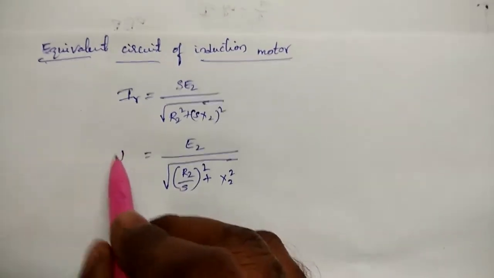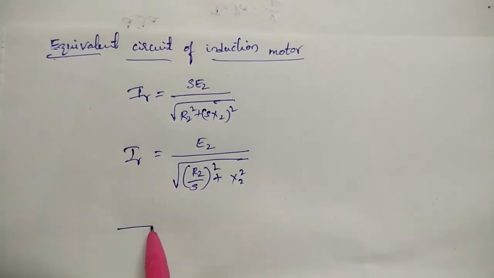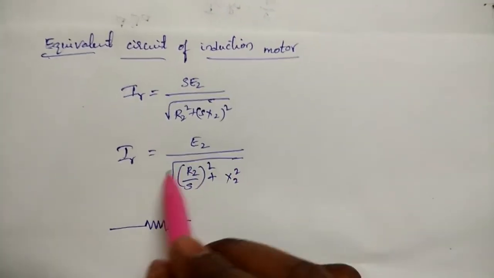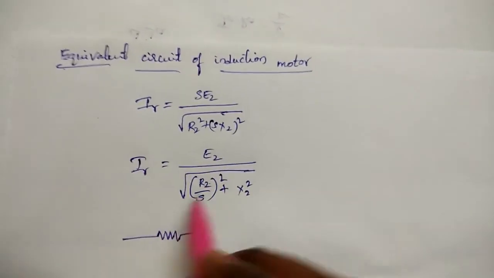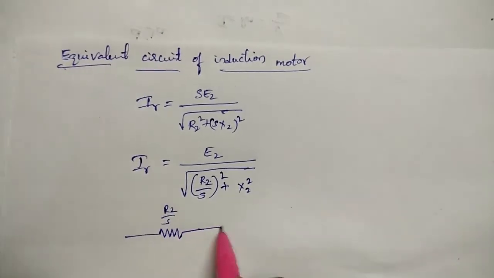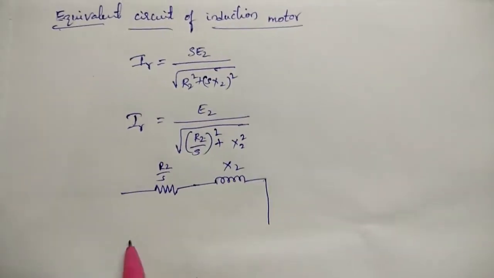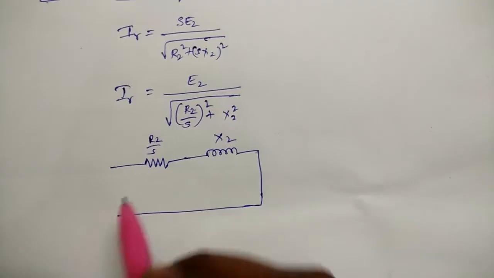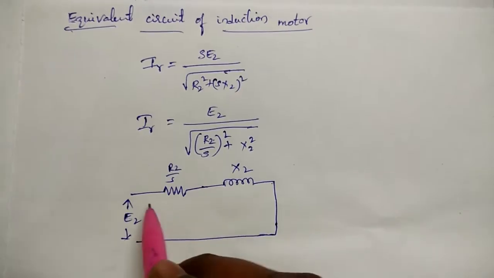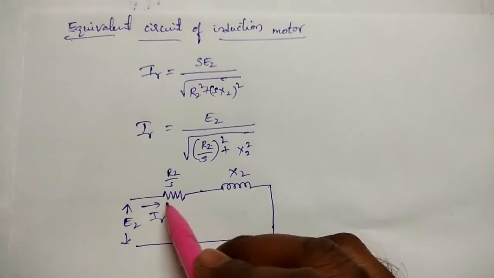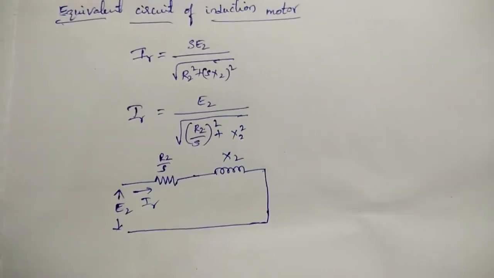From this equation you can draw the circuit diagram. This is the impedance and this is the voltage. This is the current flowing through the circuit. This will be the R2 by S resistance, and this is the reactance X2. This is the circuit. This is E2, the voltage given, and the current flowing is IR. R2 by S is a variable because S is there. Your speed varies, S varies. So R2 by S is a variable.